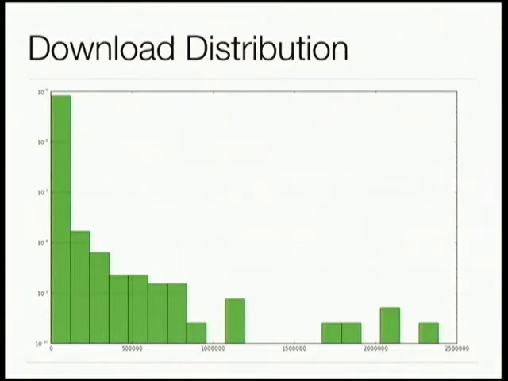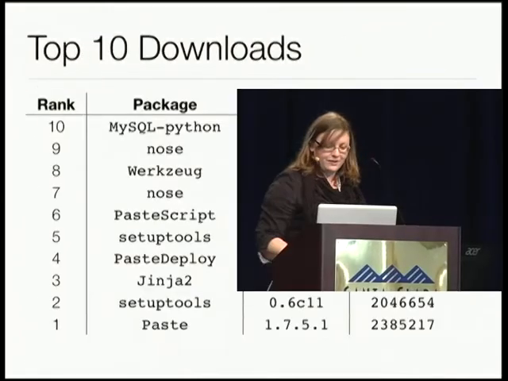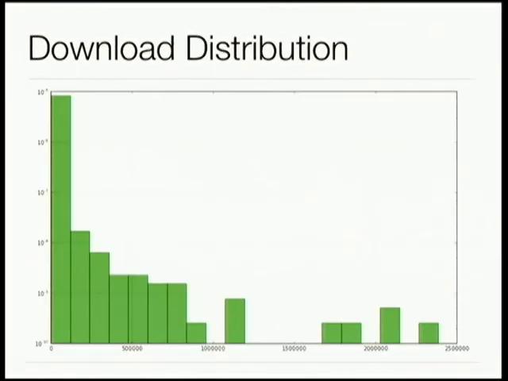Download distribution of packages. So looking at the packages, each package has a certain amount of downloads, and that's a power law distribution. The scale is log, so that means that a lot of packages have little to none downloads, and then a couple, like these guys, have a lot. They're the ones on the right side of the scale.